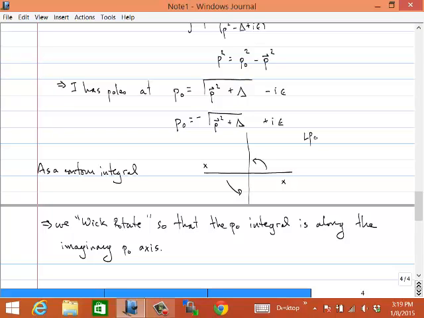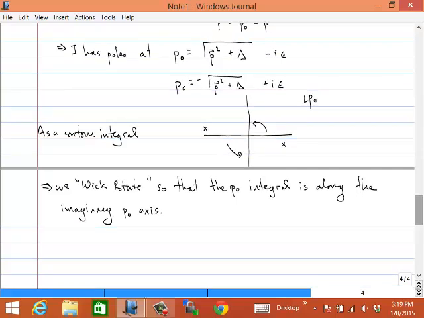So what does this mean in practice? Well, in practice, this means that we can just make the change of variables where instead of working with p0, we work with i p0, which is a new variable that's often referred to as the Euclidean momentum, p0 Euclidean. So this Wick rotation is also sometimes called the Euclidean continuation of these loop integrals.